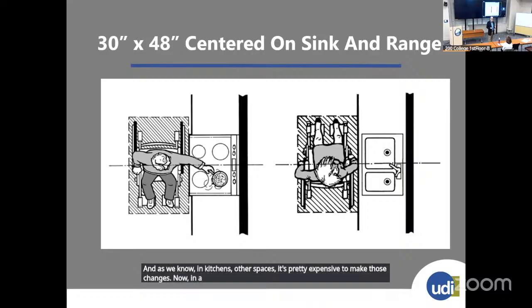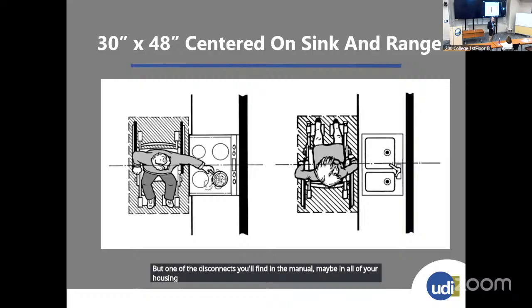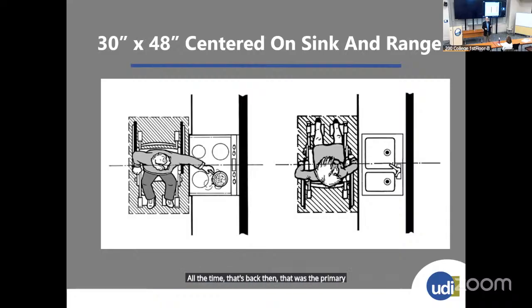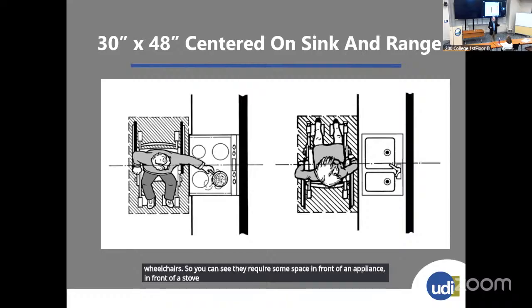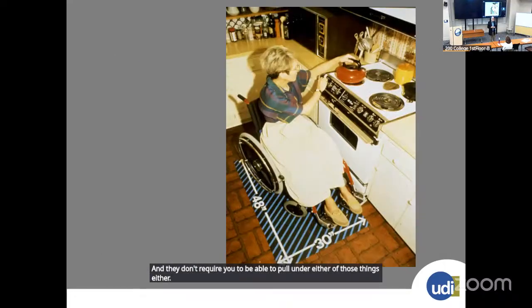Now, in a multifamily situation, you're not likely to be making those changes anyway. But one of the disconnects you'll find in the manual, maybe in all of Fair Housing, is that they reference people who use wheelchairs all the time. Back then, that was the primary audience. And the disconnect is that it's not that accessible for people who use wheelchairs. So you can see they require some space in front of an appliance, in front of a stove, in front of a sink, all good stuff. They don't require turning diameter, except on one occasion. And they don't require you to be able to pull under either of those things. It's the compromise they had to make.